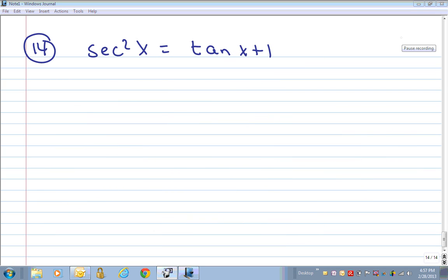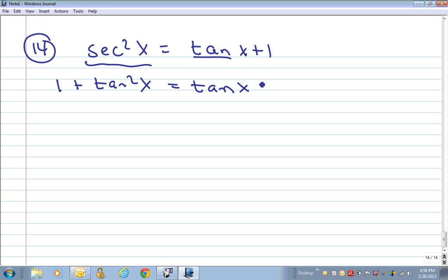Okay, so now we have problem 14. We're still solving, and we have secant squared x equals tan x plus 1. I'm going to take a look at my secant squared x Pythagorean identities. I believe I can change this to 1 plus tan squared x. I did that because of the tan over here. I'm going to go ahead and write it out. You might be able to do two steps in one.